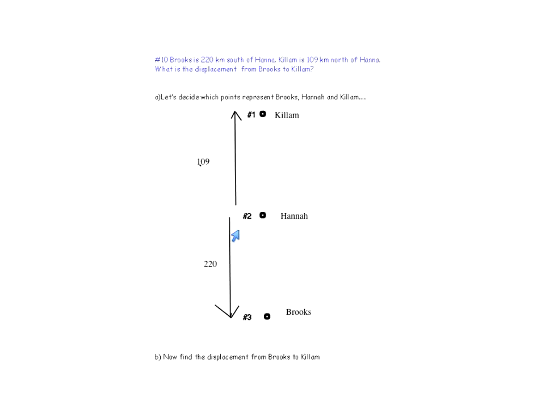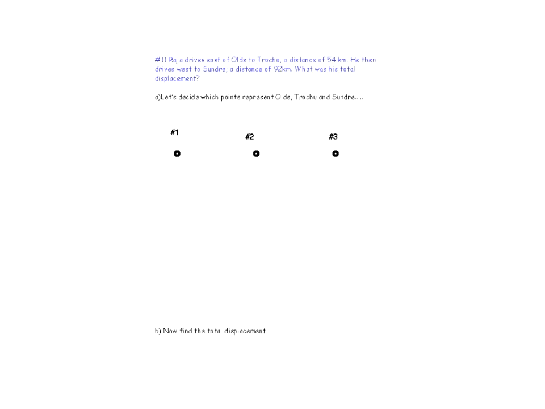But the total displacement from Brooks to Killam is going to be 329, which is 109 added to 220. Okay, so basically we had to draw the diagram. We drew it by drawing 3 points. We decided which one was in the middle. Then we decided which one was north and labeled that, and which one was south and labeled that arrow. And then we got a better picture of what was going on when we're talking about the displacement from Brooks to Killam.